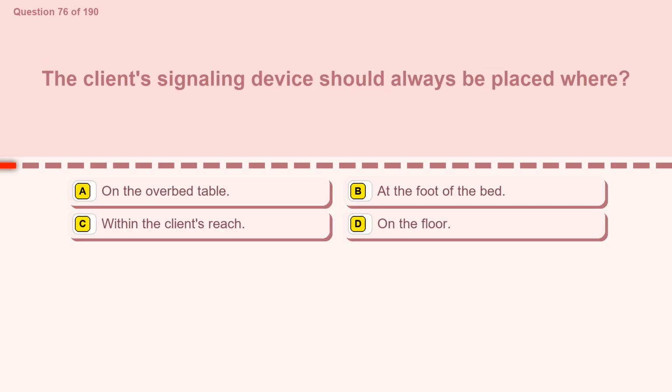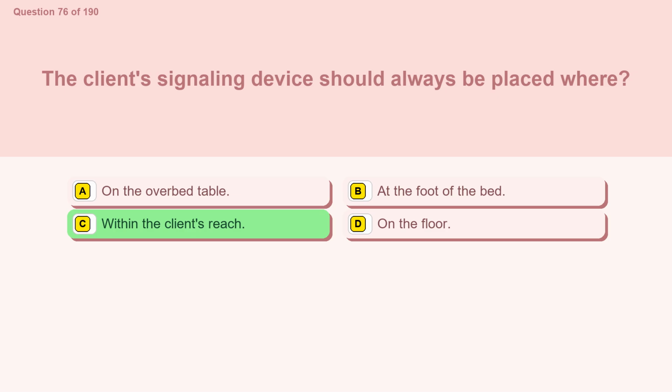Question 76. The client's signaling device should always be placed where? Option A. On the overbed table. Option B. At the foot of the bed. Option C. Within the client's reach. Option D. On the floor.